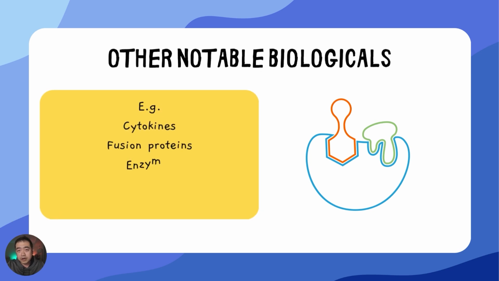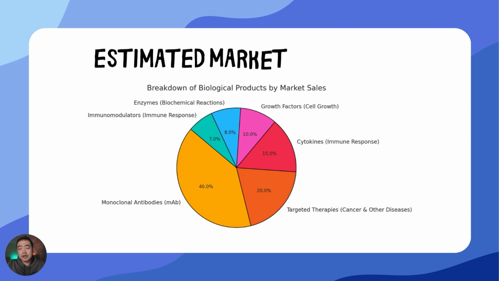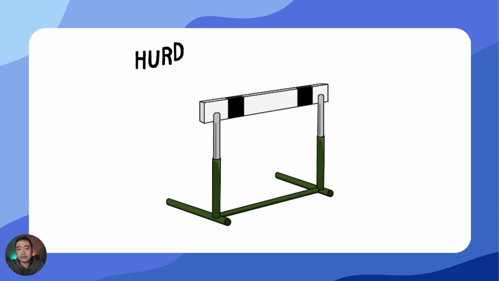Besides monoclonal antibodies, other notable biologics include cytokines, fusion proteins, enzymes, and growth factors, and these can all be made through recombinant DNA technologies. Now, here is a pie chart illustrating the breakdown of biological products by market sales. It highlights the dominance of monoclonal antibodies and the relative market shares of other biological product categories.